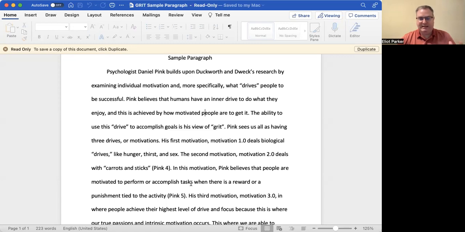And so I wanted to make sure that I built upon some of those ideas that other students had raised in those two sample body paragraphs. So let me read this aloud first.